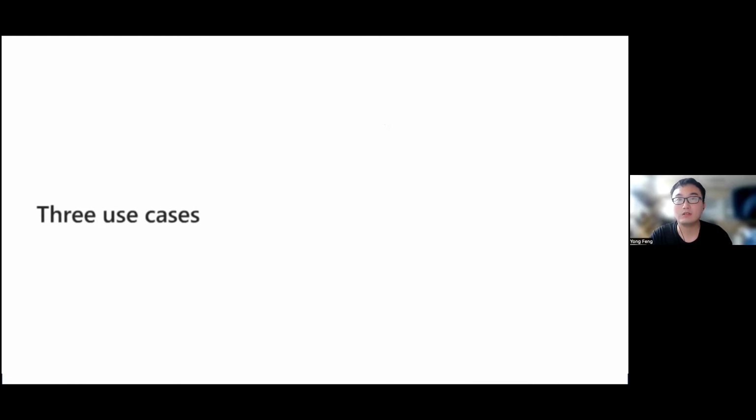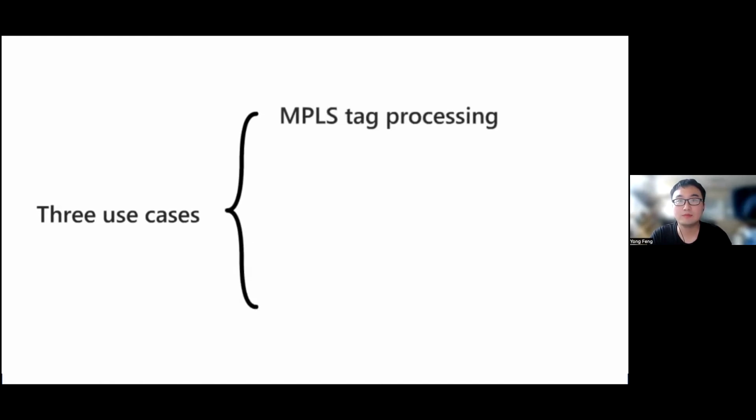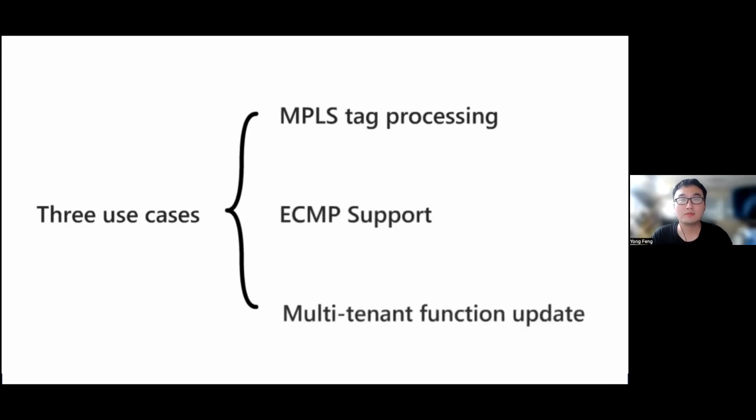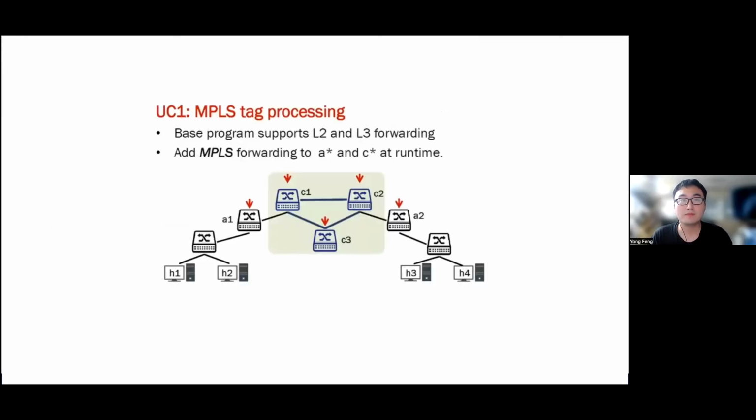We have implemented a software simulator and hardware prototype, and next we show the software simulator in terms of 3 use cases: MPLS tag processing, ECMP support, and multi-tenant function update. The first use case is, the base program supports level 2 and level 3 forwarding, and hosts in different subnets can communicate with each other via C1 to C2. And now we want to add MPLS forwarding to C1, C2, and C3 at runtime.